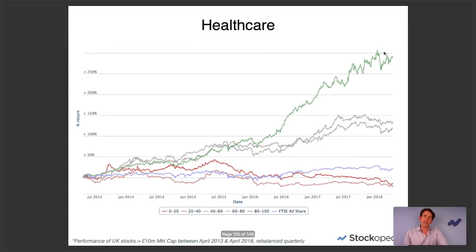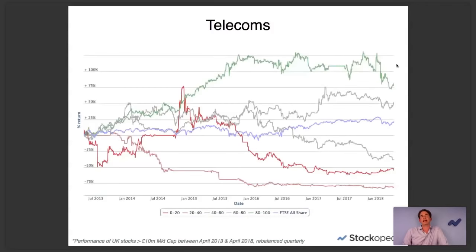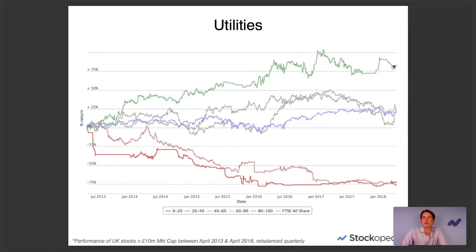across sectors. Healthcare stocks have had amazing returns, almost 300% over the last 5 years. In technology, the top ranking set did not outperform the most. It was outperformed by the next bucket down, but still did very well over that period. And in telecoms, you see a spread. And in utilities, there is also another spread.